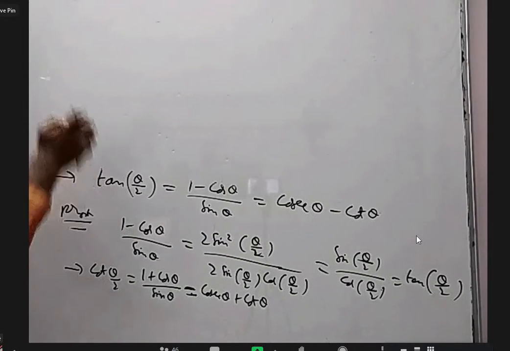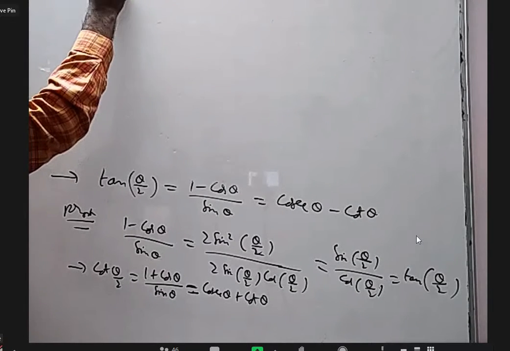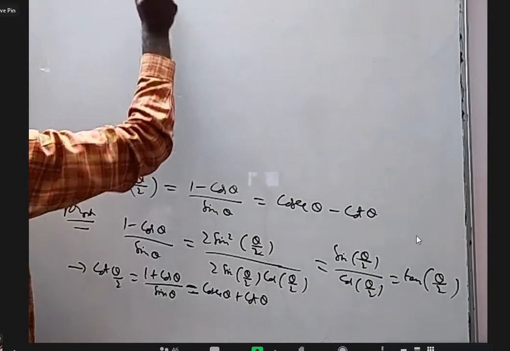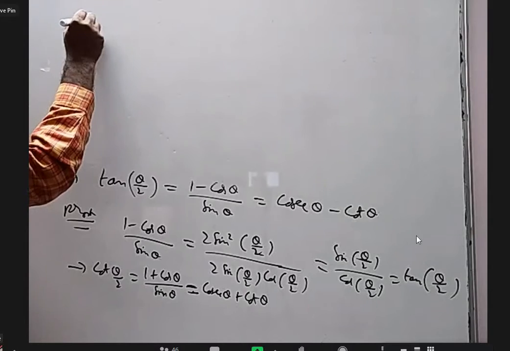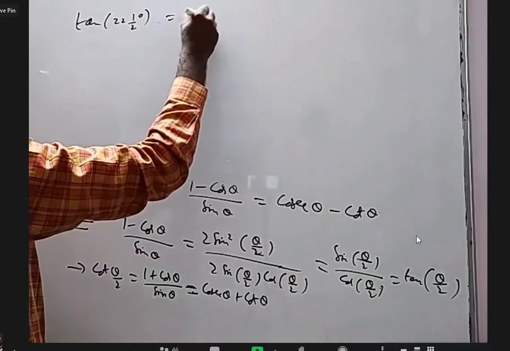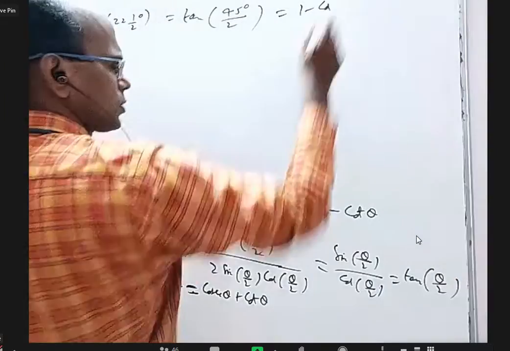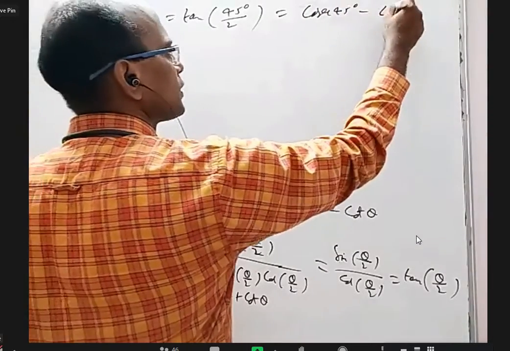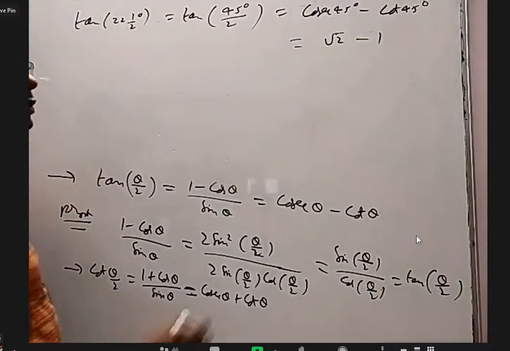Okay, I'm going to use this to find tan 22 1/2 degrees. Tan 22 1/2 degrees I can write as tan 45 degrees by 2. Based on this, or you can use this directly: cosecant 45 degrees minus cot 45 degrees. Cosecant 45 degrees is root 2, cot 45 is 1. So directly root 2 minus 1.